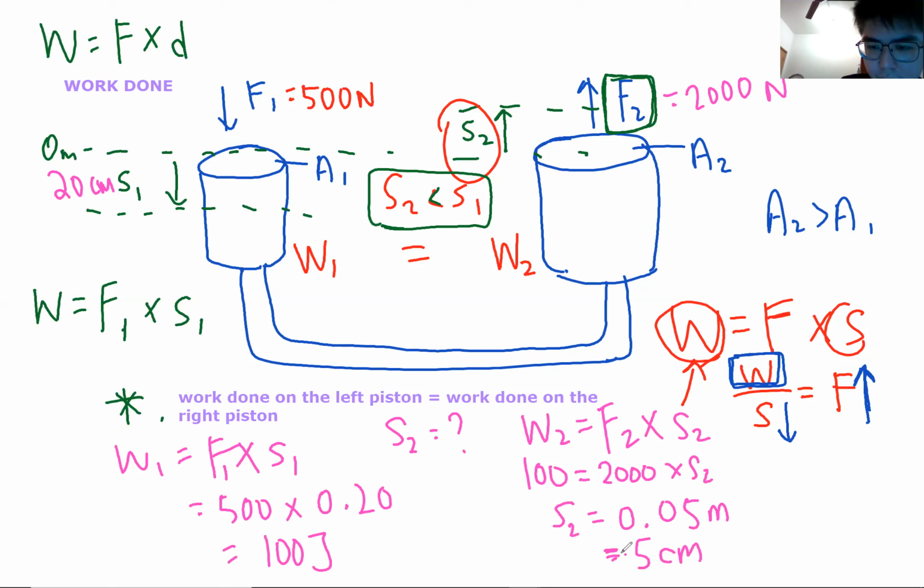Now, if you compare S2 to S1, when the first piston is pushed down 20 cm, the second piston only moves about 5 cm. It's like 4 times less, right? Okay, so this explains the hydraulic jack. Think back to the hydraulic jack, when you jack up the car, you're pushing it all the way down, right? But how come it only lifts up a little bit?